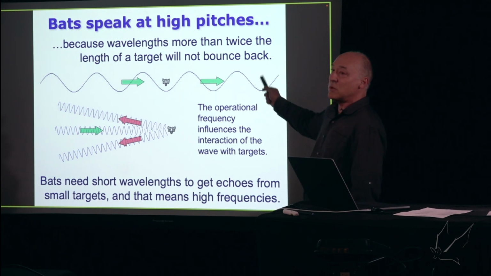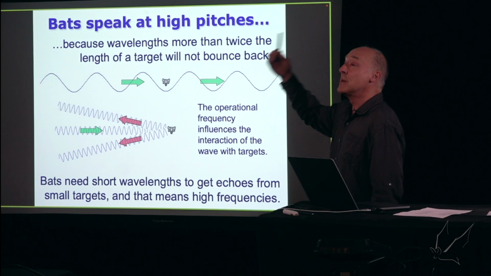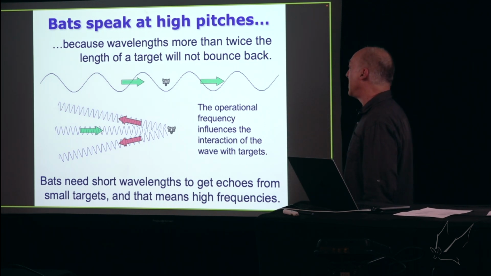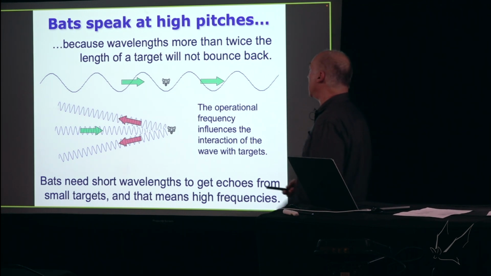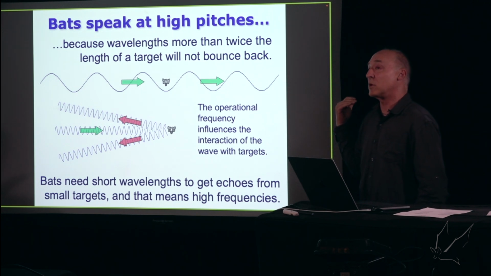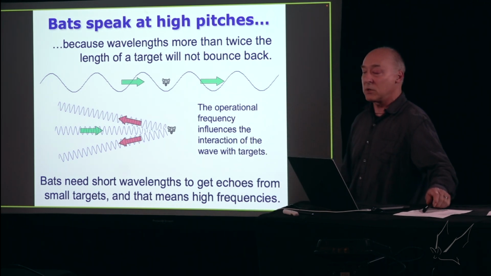And this matters, come back to here, this matters because of this. So the bats are using such high frequencies. It's like, why? Why do the bats use these high frequencies? Because they want to get echoes off of very small targets. And if you have a wavelength that's too big, it's just going to go right around those small targets, and you're not going to get any bounce back or echo return from it.